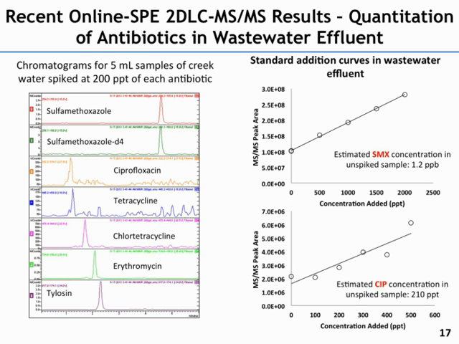And then on the right, we have standard addition curves for 2 of the compounds. In one of our effluent samples, we routinely see high levels on this order: 1 part per billion for sulfamethoxazole and about 200 parts per trillion for ciprofloxacin. So again, just representative data there.